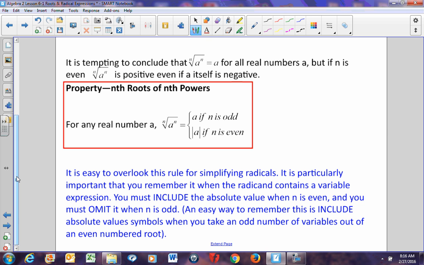It's easy to overlook this rule because you just don't think about it all that much. It is particularly important, however, that you remember it when the radicand contains a variable expression. It does not matter when it has a numerical expression. It does matter when it has a variable expression. You must include the absolute value when n is even, and you must omit it when n is odd. An easy way to remember this is to include absolute value symbols when you take an odd number of variables out of an even numbered root. Because if you take an even numbered variable out, if you square a negative number, it still stays positive. Essentially, this is what this means.